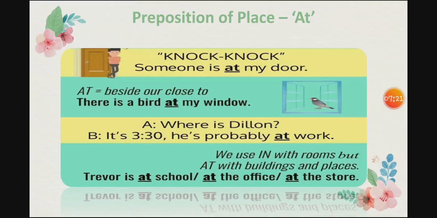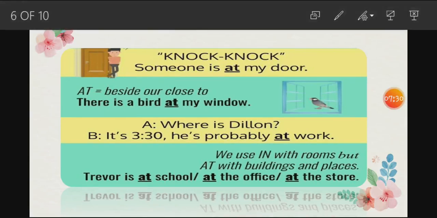Preposition of place. Again, knock knock, someone is at my door. At my door. Here you can see the use of at. Now, we use at beside or close to. Beside or close to here refers to when someone is exactly side by side to you, that situation. Now let's go to the next example.